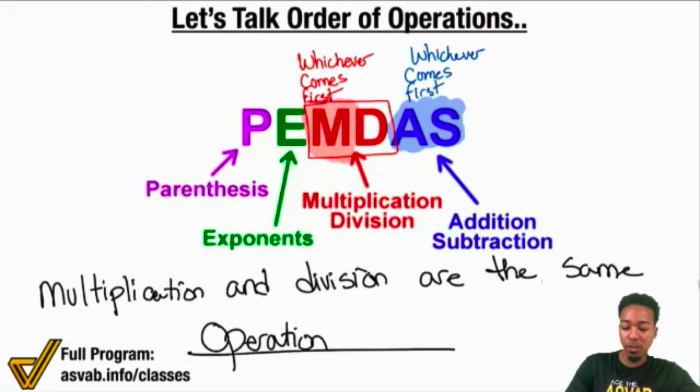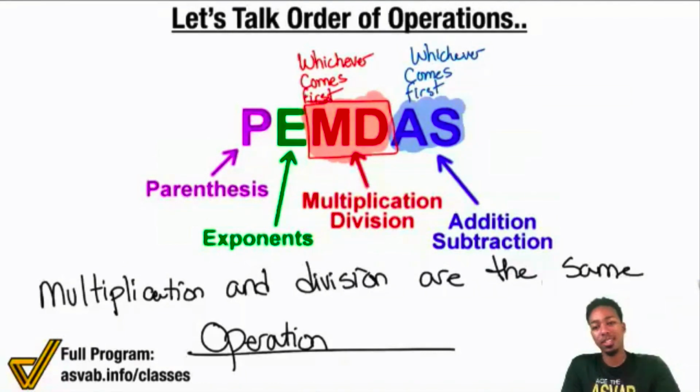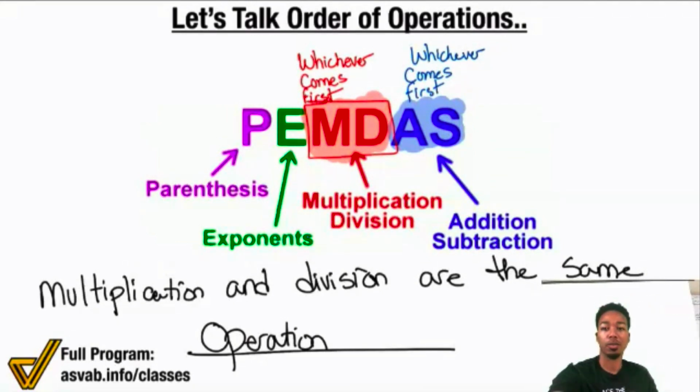Therefore, you do whichever one comes first. Addition and subtraction are the same operation. You do whichever comes first. That's the idea there. If you can get that big idea before we get started today, you're going to be in a wonderful position to succeed today. So yes or no, my party people, does that make sense? Multiplication and division, same operation, do whichever comes first. And also, addition and subtraction are the same operation, do whichever comes first.